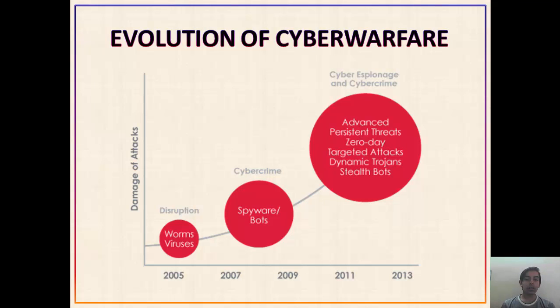Now this is the evolution of cyber warfare. As you can see, in 2005, the main techniques used to disrupt systems were worms and viruses, which evolved into spyware and bots, and nowadays we use advanced persistent threats, zero-day attacks, targeted attacks, dynamic trojans and stealth bots for performing cybercrime.